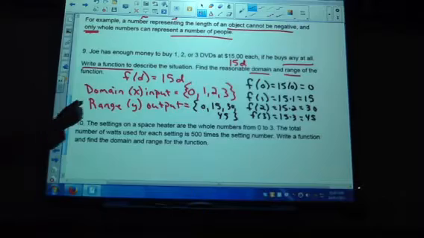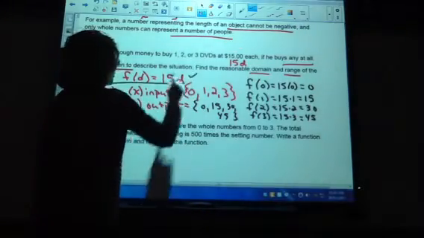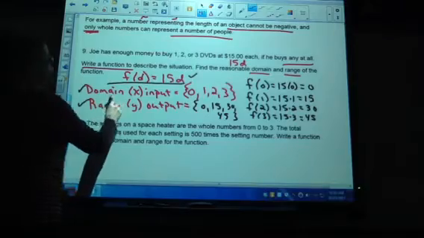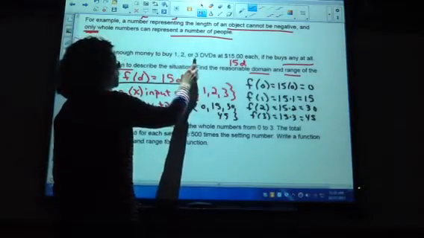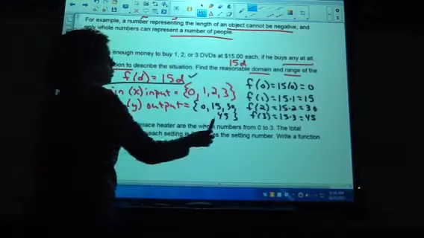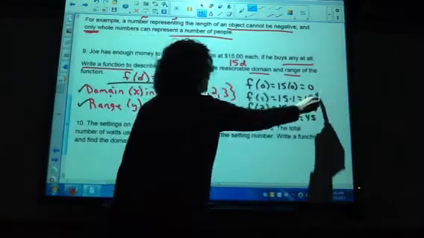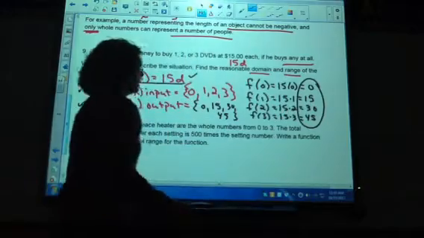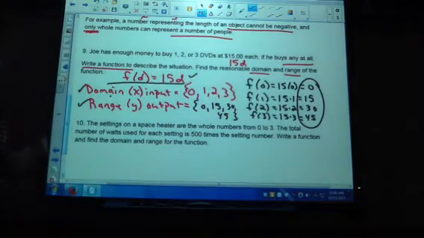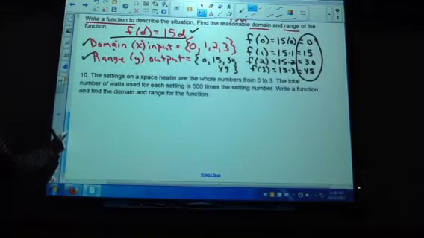Okay, so we identified our function. Check. We listed our domain and our range. Our domain is what we're inputting for x: 0, 1, 2, and 3. Be careful because any at all means 0. And then you have to substitute in for d to find out what our output, which is our range: 0, 15, 30, and 45.